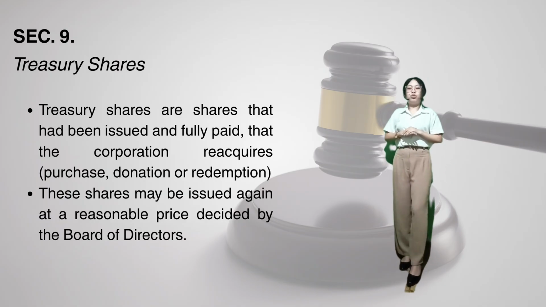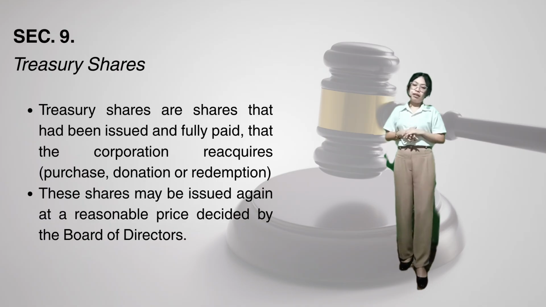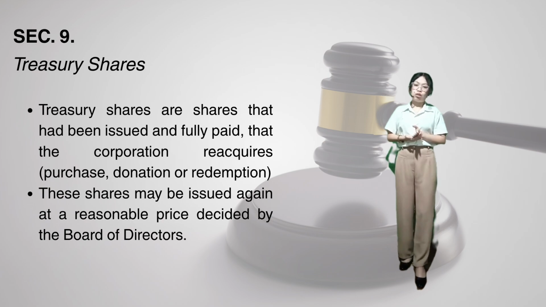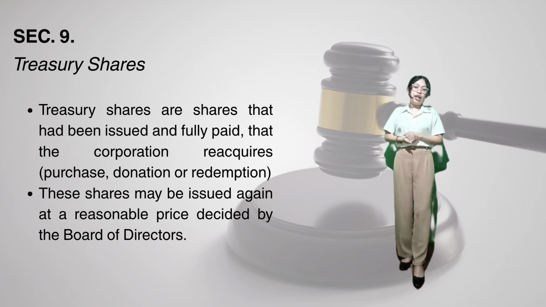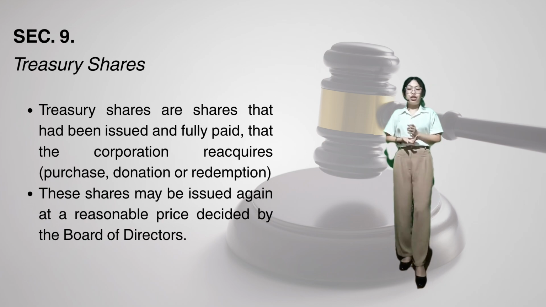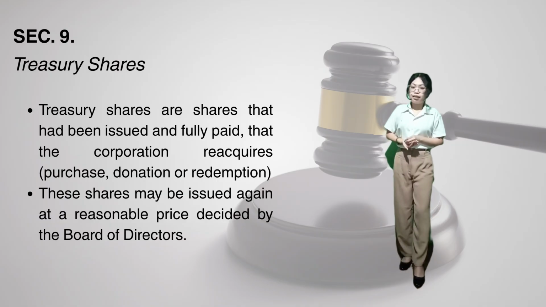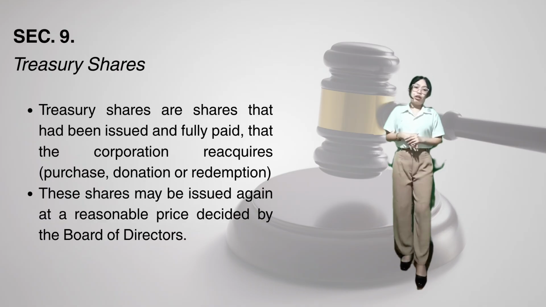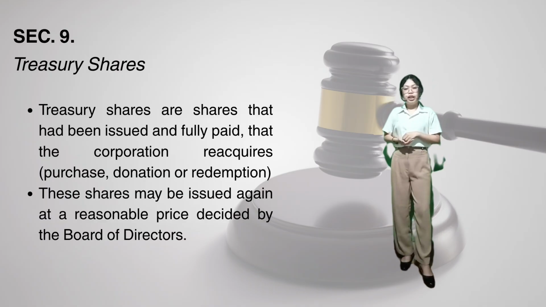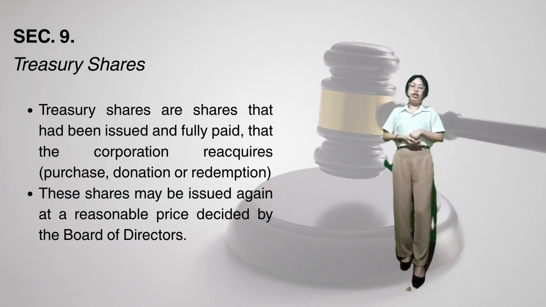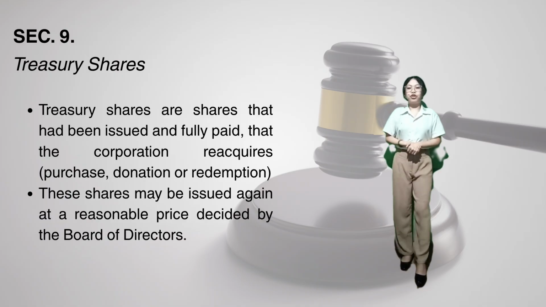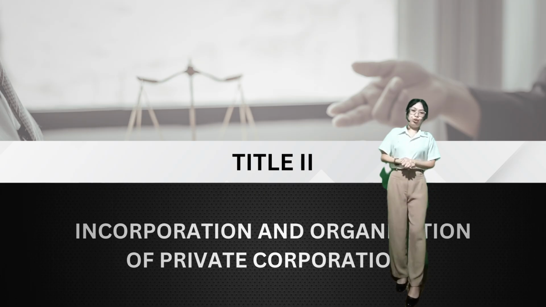Treasury shares are no longer part of the company's outstanding shares, meaning they do not have voting rights or dividend rights. However, the company can sell or reuse these shares again later at a price the board of directors considers reasonable. For example, if the market slows down and the price drops, the board may hold the treasury shares for a while, then reissue them later when conditions improve. And that is all for our Title 1. Now we can proceed to Title 2.